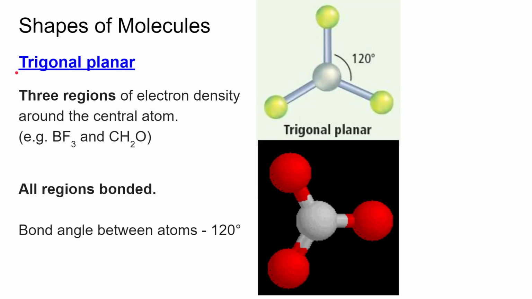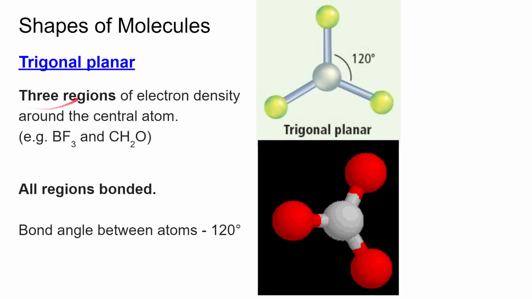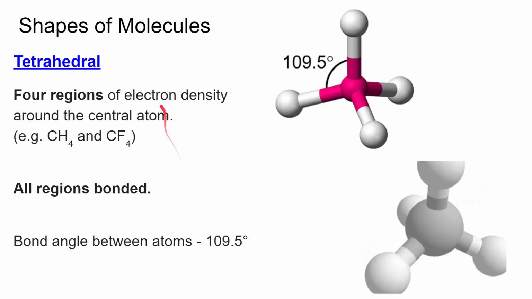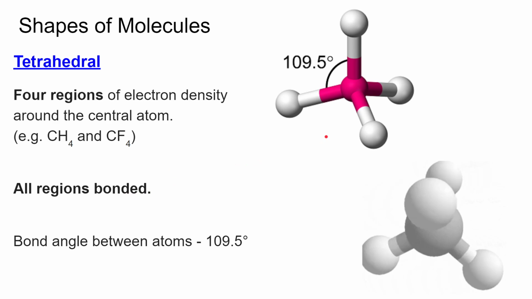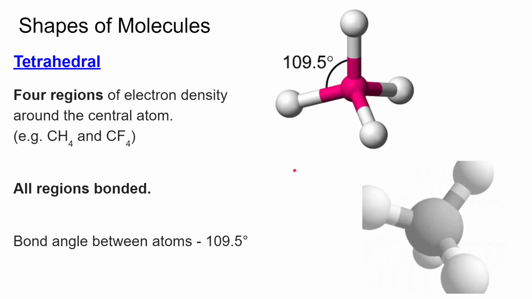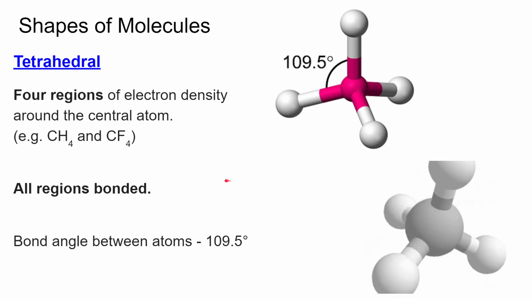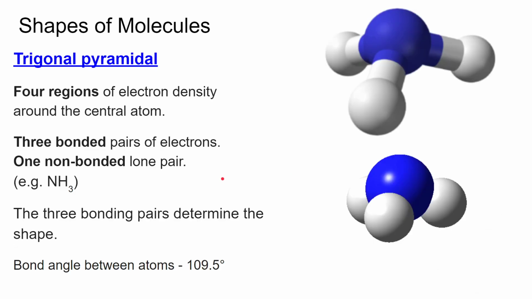So we've looked at when two regions are bonded. We've looked at when three regions are bonded. We've looked at when four regions are bonded. Now we're going to look at some more shapes. Since four regions is all we can have, we're going to look at some where there are only some unbonded regions.